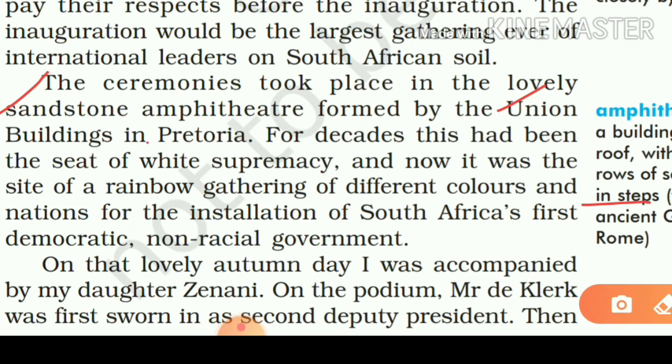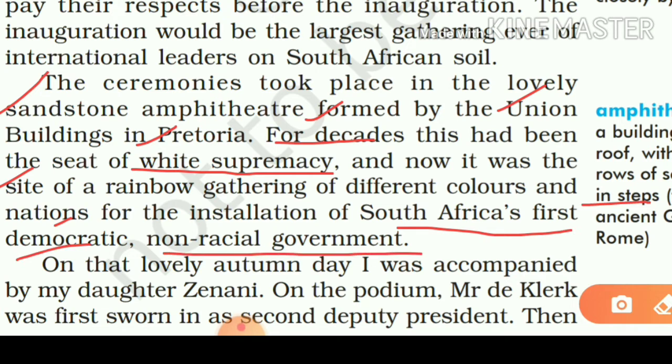For decades, this had been the seat of white supremacy. Fine. This had been the seat of, means it had been ruled by the white supremacy for decades, many years. And now it was the site of a rainbow gathering of different colors and nations for the installation of South Africa's first democratic non-racial government.